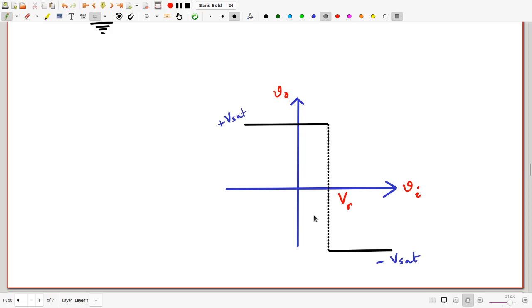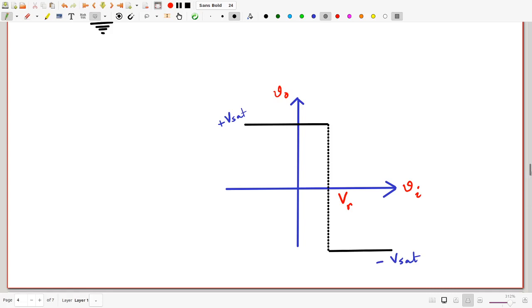Of course, we could have chosen VR to be negative, in which case the transition or the tripping of the OpAmp would have occurred here on the other side of the axis, but it would still have been an inverting comparator, because whenever the input voltage exceeds the reference voltage, whatever that is, you are going to get minus Vsat as output.